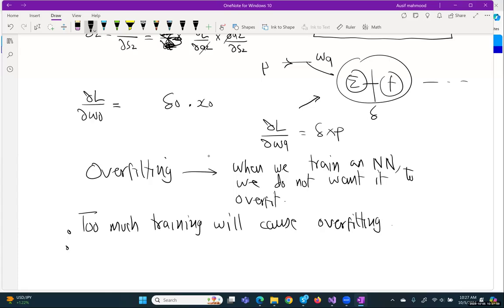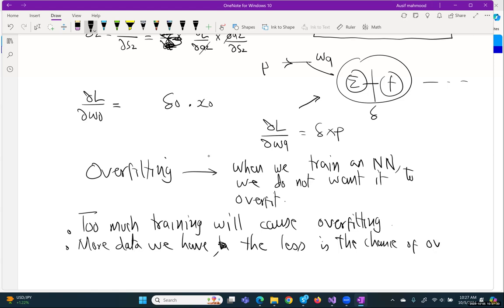Further, the more data we have, the less is the chance of overfitting. So these are neural network rules that you should remember. Data is very important.